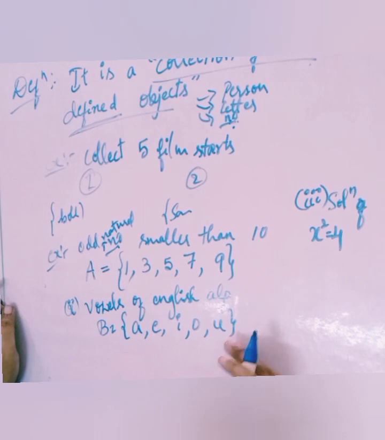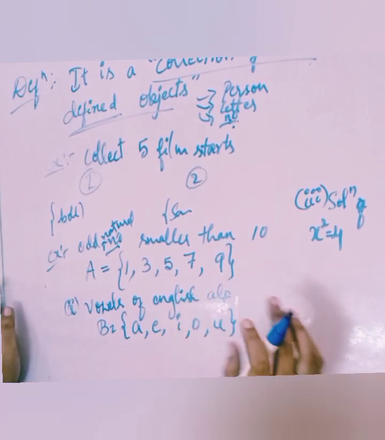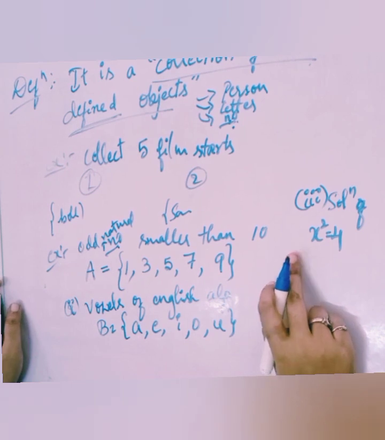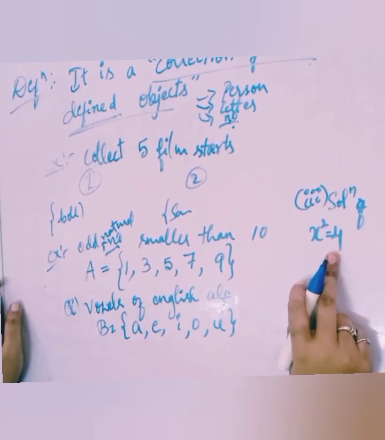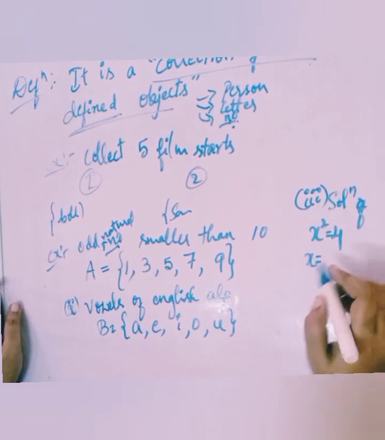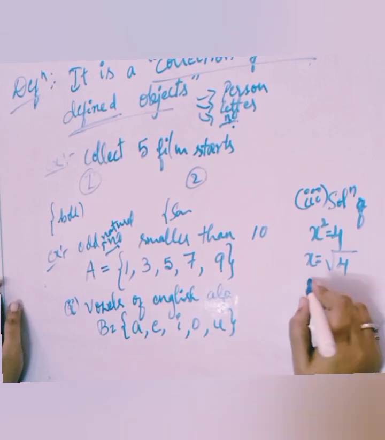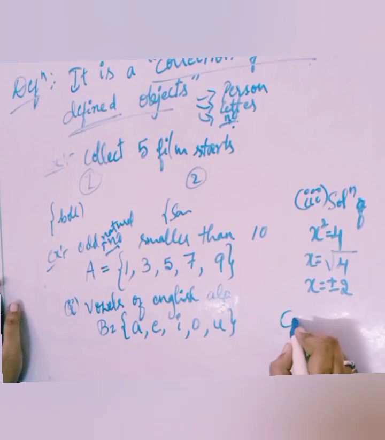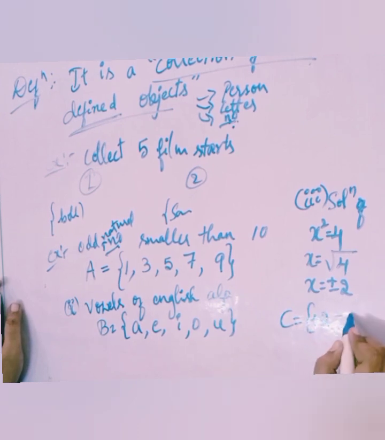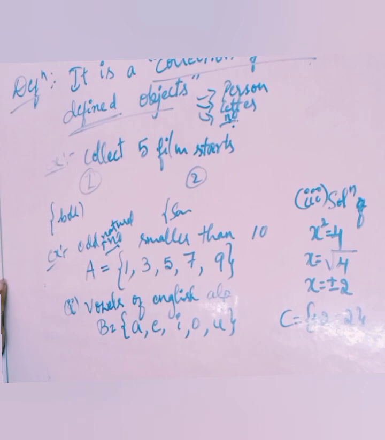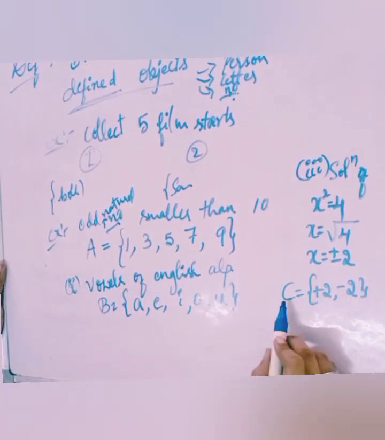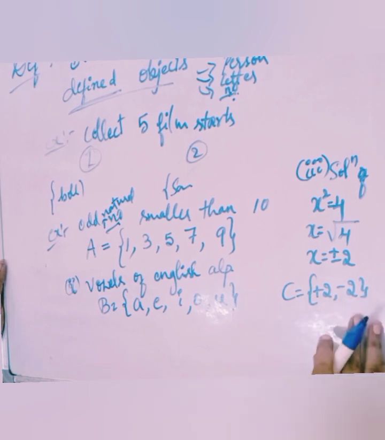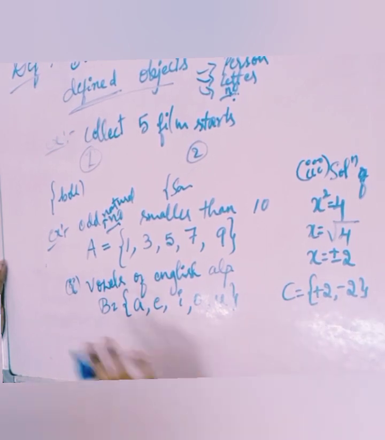Till now we have taken only numbers, like vowels, odd numbers, natural numbers. But here we have something a little different, that is the solution of x square is equals to 4. So x is equals to the square root of 4. Since there is a square root, we need to write it as plus or minus 2. So the answer we got is plus 2, minus 2. And you can't forget the curly braces and the capital letter. In a set you need to represent it by a capital letter and close it by curly braces. So I hope you understood this one.